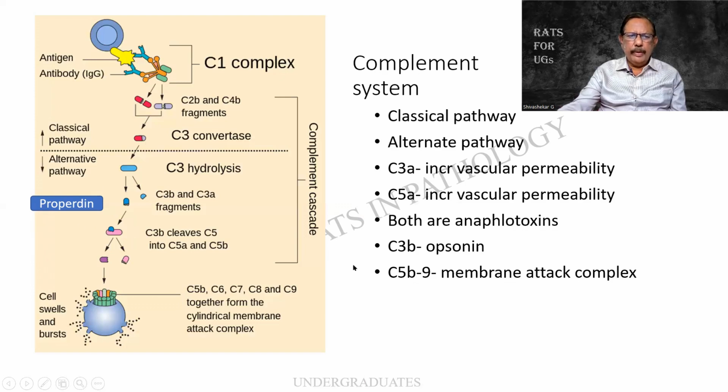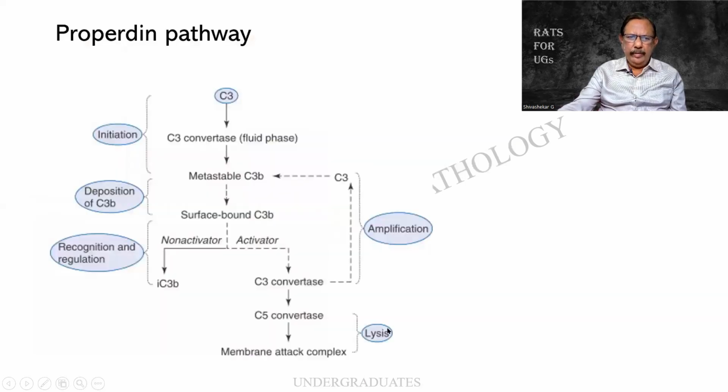This is also called the properdin pathway, which is again mentioned here. So C3 convertase, and there is a surface bound C3b. That is an opsonin. It is sensitizing the cell to a phagocyte, as a result of which it can be phagocytosed. C3 convertase and C5 convertase. You get the active parts, C3a and C5a. Ultimately, there can be a membrane attack complex. So this particular pathway, kindly memorize.